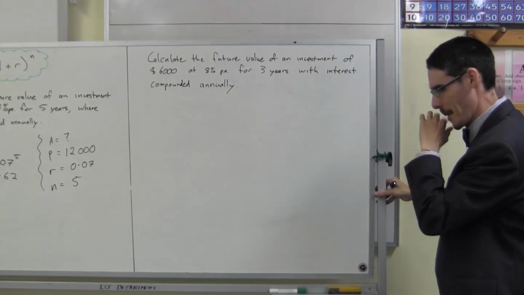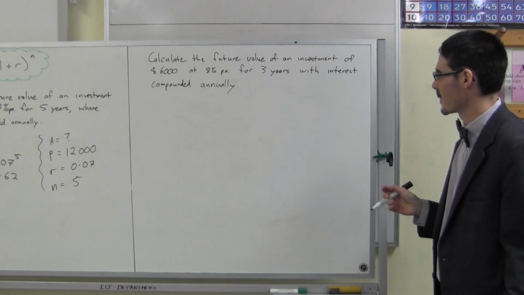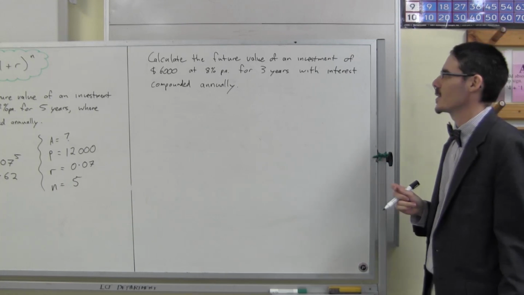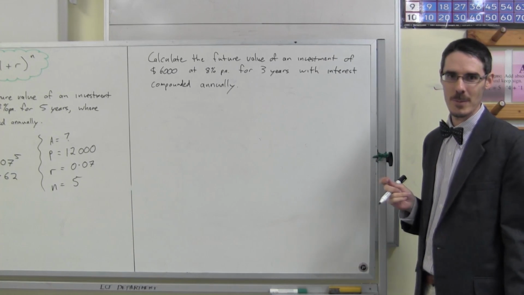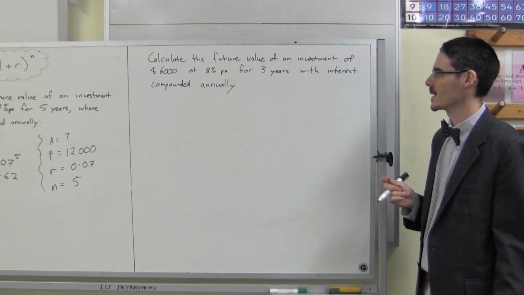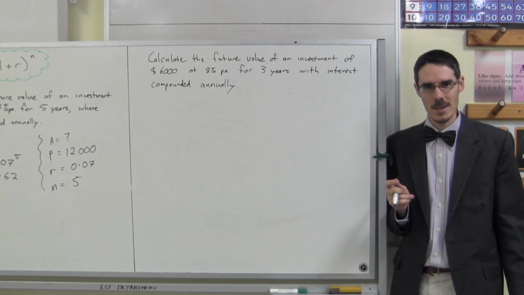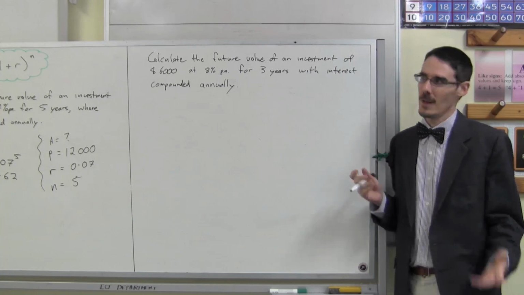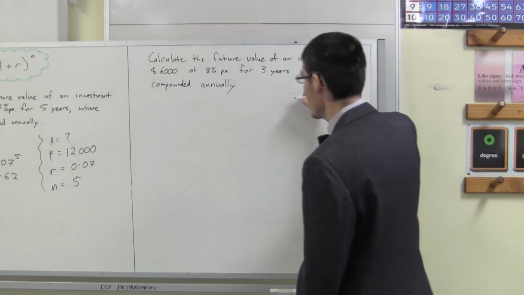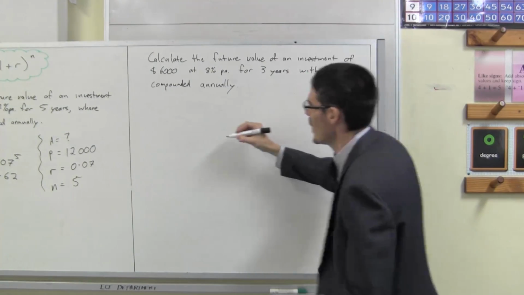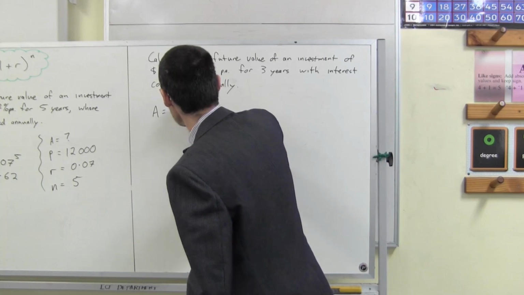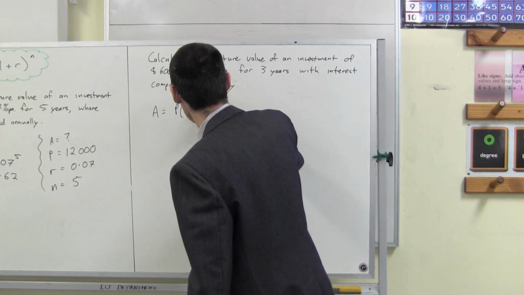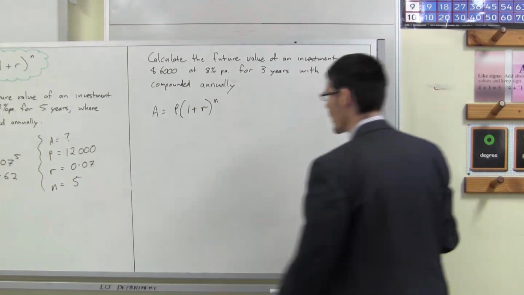Another example. All right. Calculate the future value of an investment of $6,000 at 8% per annum for 3 years, with interest compounded annually. Okay, what have we got? Get back to our formula. Let me write the formula here so you can all see it. Amount is principal times 1 plus the rate to the power of n.